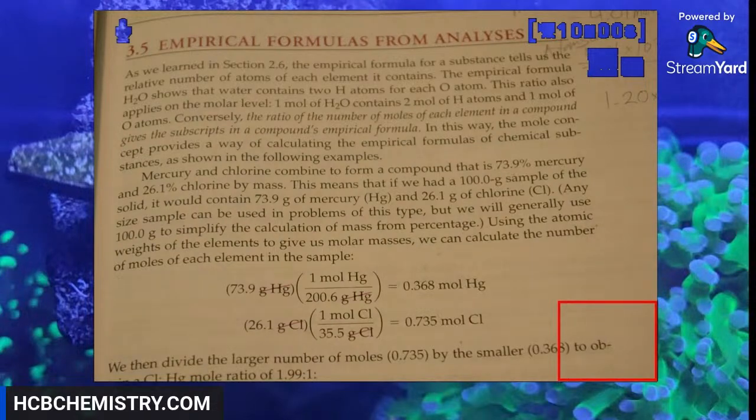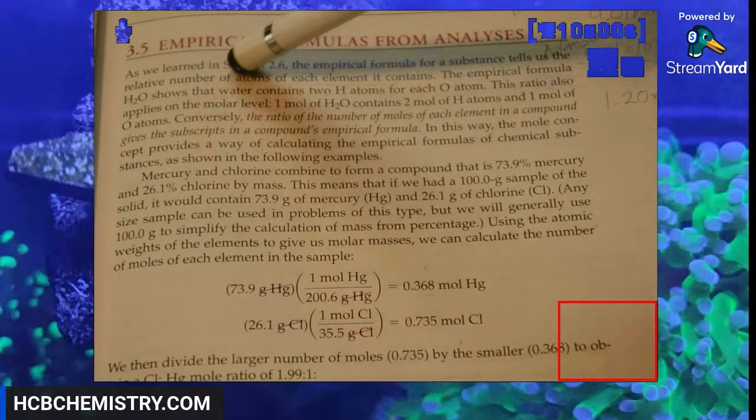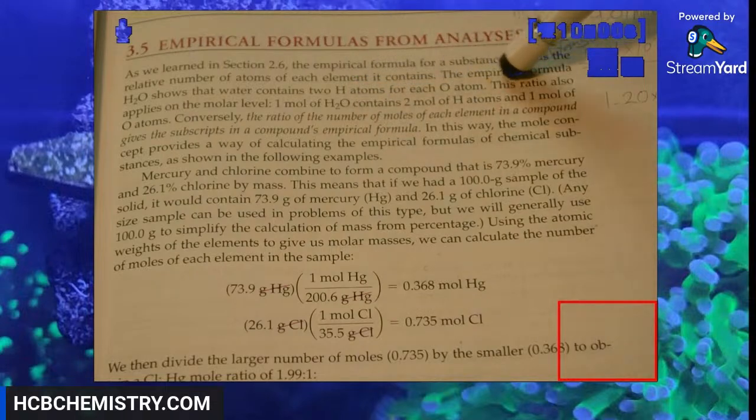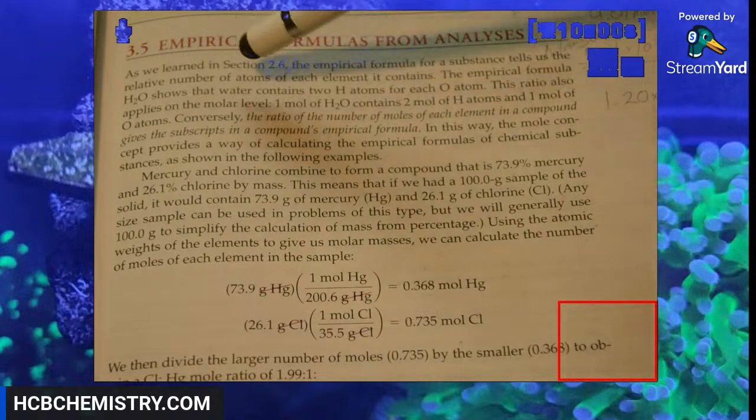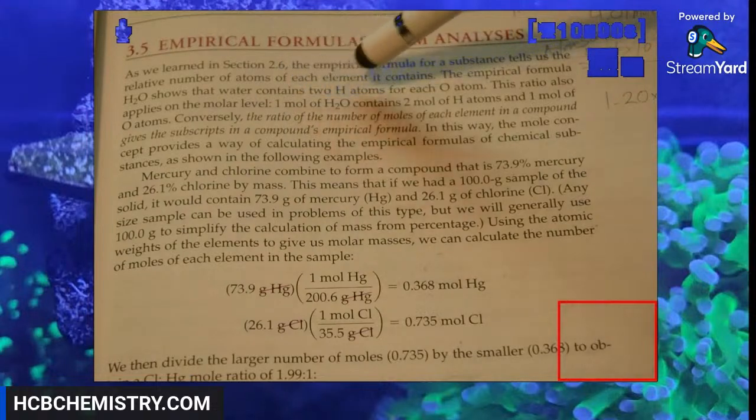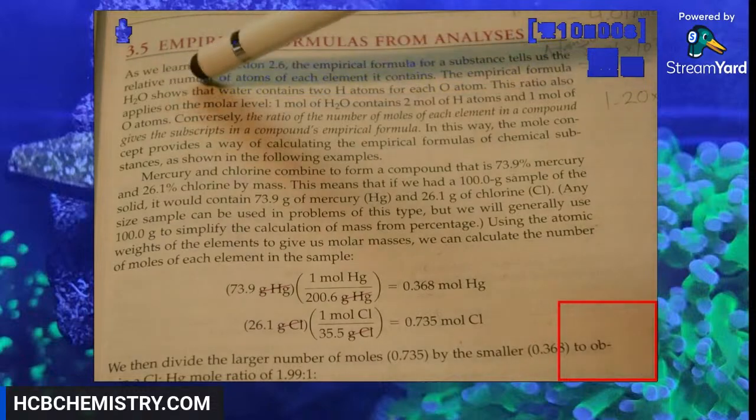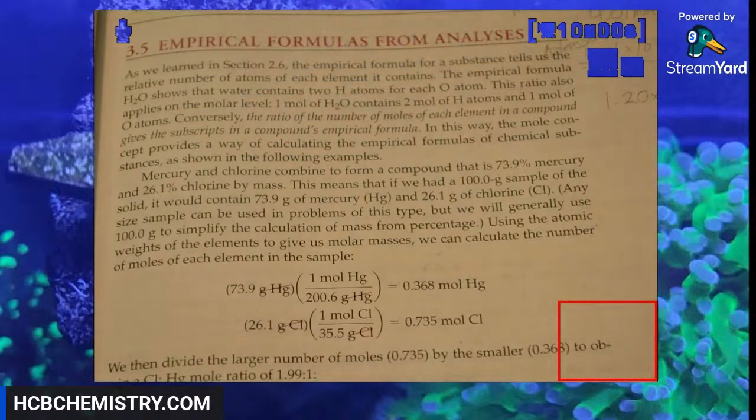So, empirical formulas from analysis. As we learned from section 2.6, the empirical formula for a substance tells us the relative number of atoms of each element it contains. The empirical formula H2O shows that water contains two hydrogen atoms for each oxygen atom. The ratio also applies at the molar level. 1 mole of H2O contains 2 moles of hydrogen atoms and 1 mole of oxygen atoms. Conversely, the ratio is a number of moles of each element in a compound.